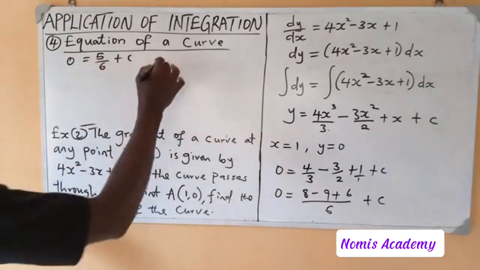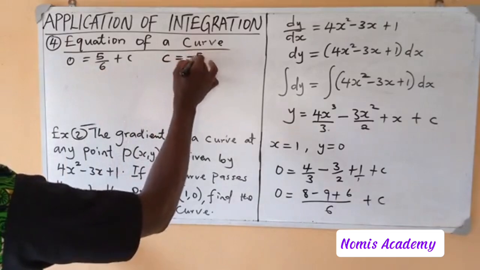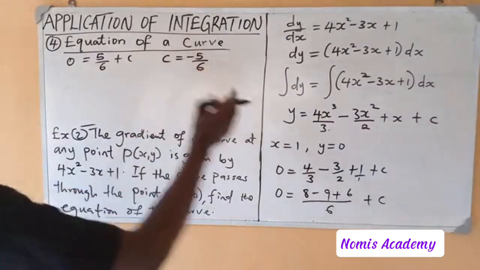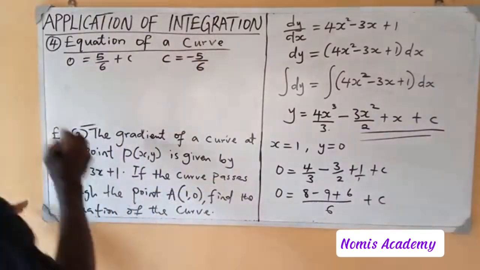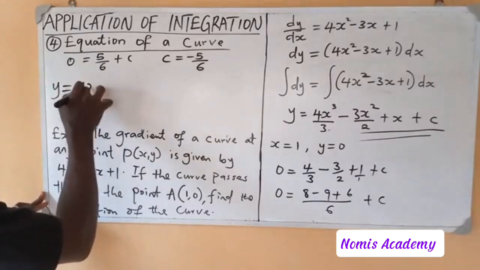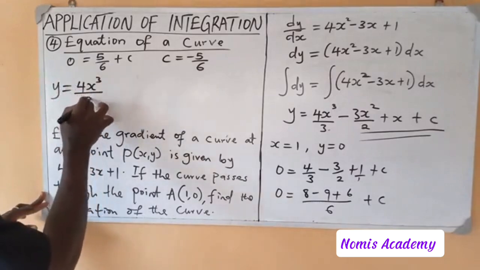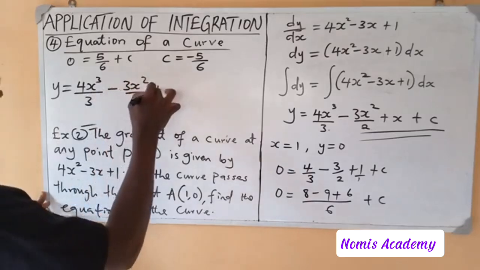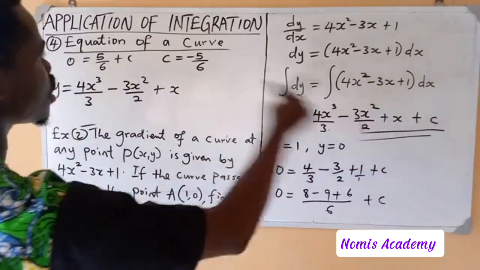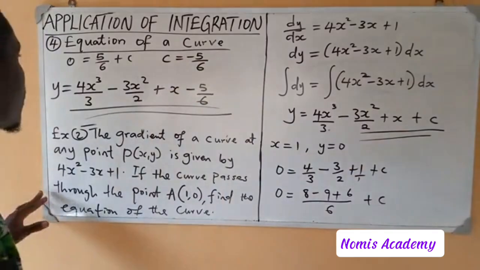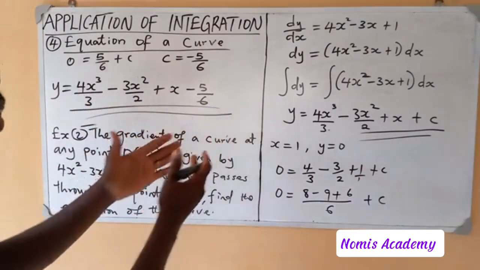So move this to the other side. Our c is equal to minus 5 over 6. Now slot this value in the equation. The equation of the curve is now y equal to 4x raised to 3 all over 3, minus 3x squared all over 2, plus x. Now c is minus 5 over 6. So this is the final solution. Here is the equation of the curve.